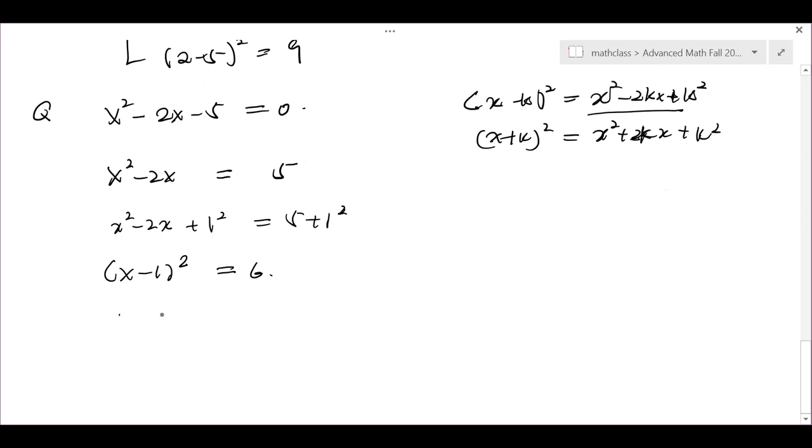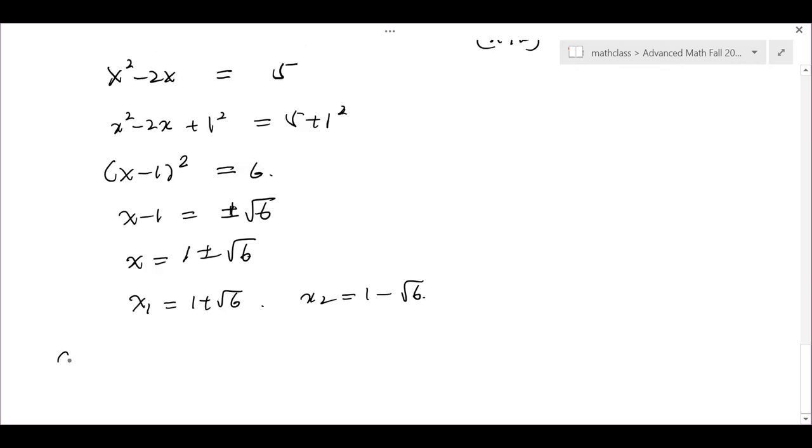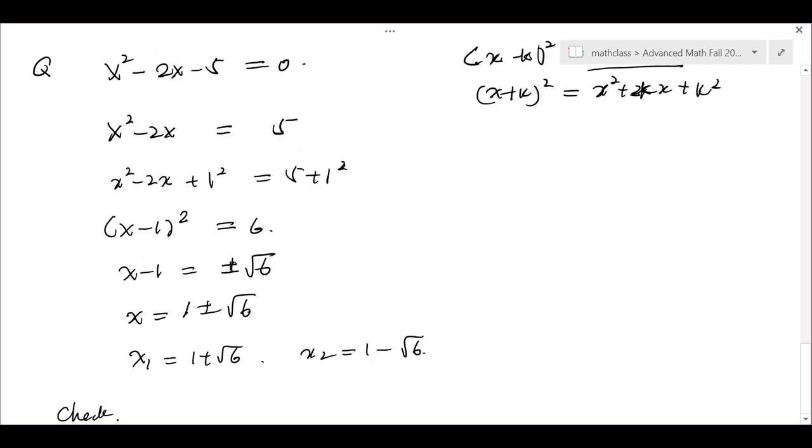Okay, x minus 1 equals plus minus square root of 6. Okay, x is going to be, add 1 to both sides. So you get two numbers. Now this time, those two numbers are real numbers, but they're not necessarily rational numbers. Now you can also verify that both of them are solutions, x1 equals 1 plus root 6. Let's check. Go back to the original equation.